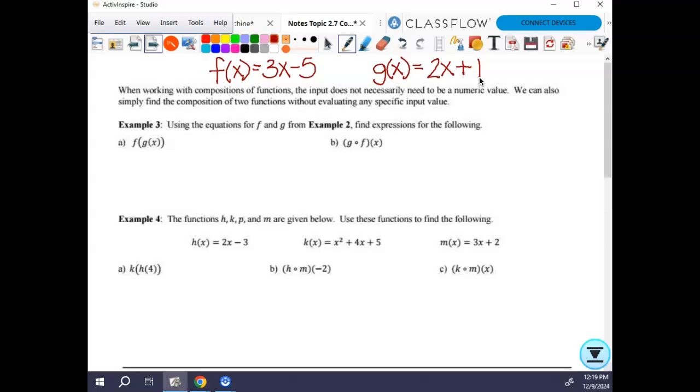So it says when working with compositions of functions, the input does not necessarily need to be a numeric value. We can also simplify. So this f of g of x, I'm going to take what g of x is. g of x is 2x plus 1. Substitute it into f of x everywhere I see an x. So I need parentheses, 2x plus 1. And then don't forget the minus 5 there, right? Then just simplify it. 6x plus 3 minus 5 is going to give me 6x minus 2. Okay, any questions about that?